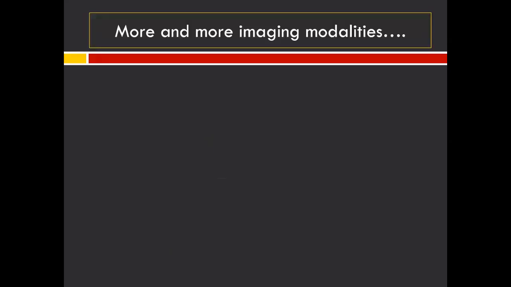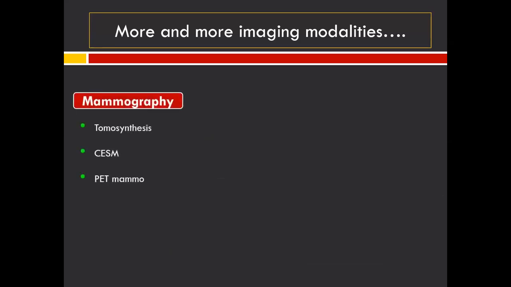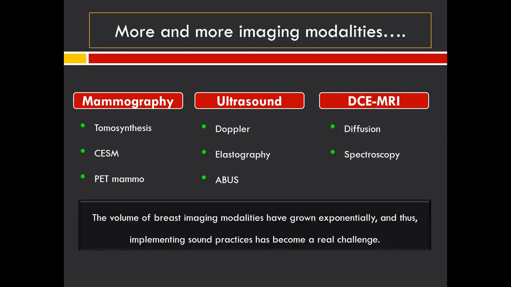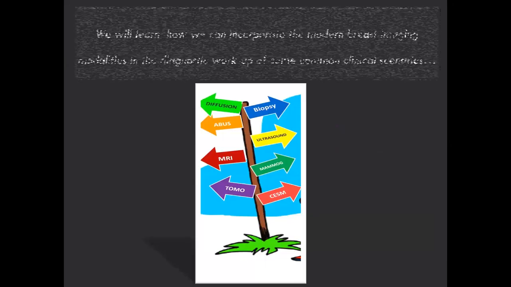But now we have more and more imaging modalities in hand. With mammography, you will hear about tomosynthesis, contrast mammography, and PET mammography. With ultrasound, we have the Doppler, the elastography, and the automated breast ultrasound. And with MRI, we have diffusion and spectroscopy. I think we have to admit that the volume of breast imaging modalities has grown exponentially, and thus implementing some practice has become a real challenge.